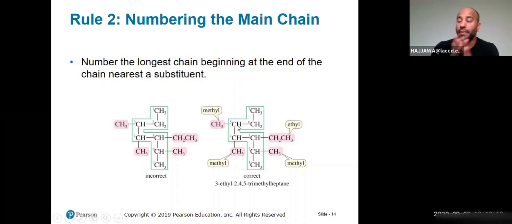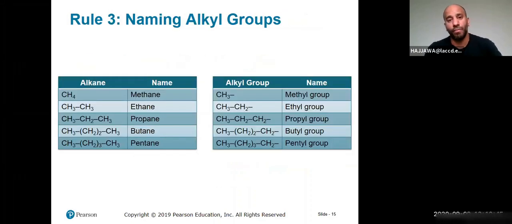So the lower numbering for the substituents is the way to go when you apply that third IUPAC rule, which is once you find the longest chain, you're going to number the chain, giving the substituents the lowest numbering possible. That's very important to keep in mind. So that will be how you number the chain, from the side that's closer to the nearest substituent, or the numbering of the substituents to be the lowest numbering possible.